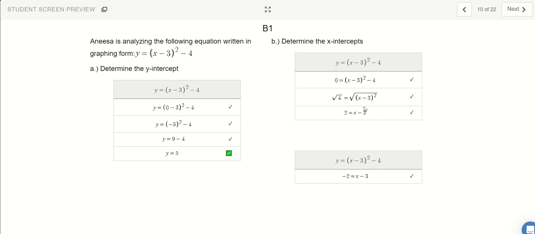And from here, we can split our answer. We can either get the positive version or the negative version. All right, +3 on both sides, 5 equals x. And +3 on both sides, 1 equals x. So those are our 2 answers.